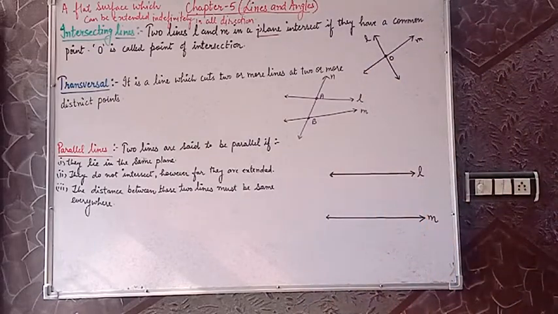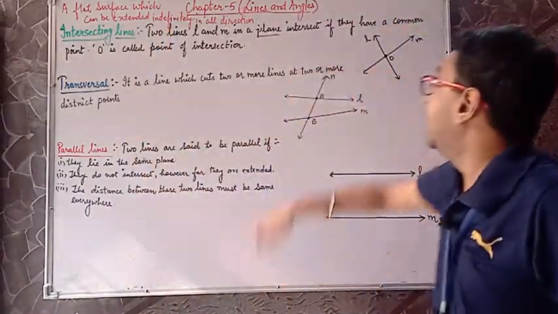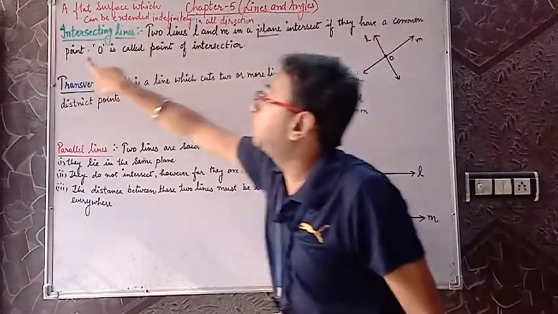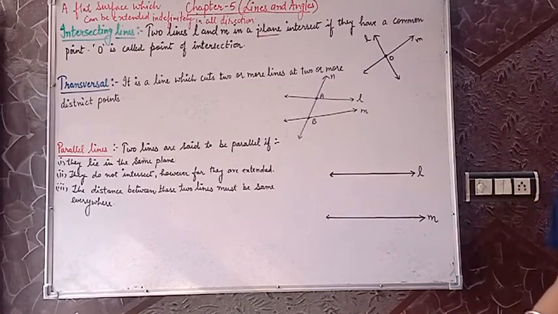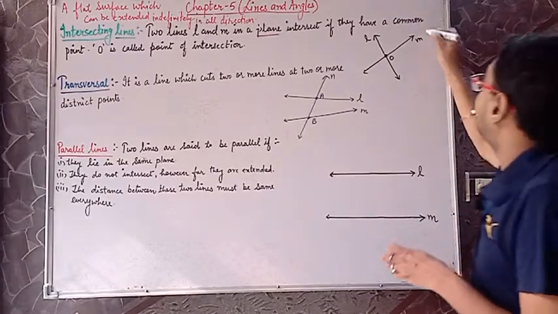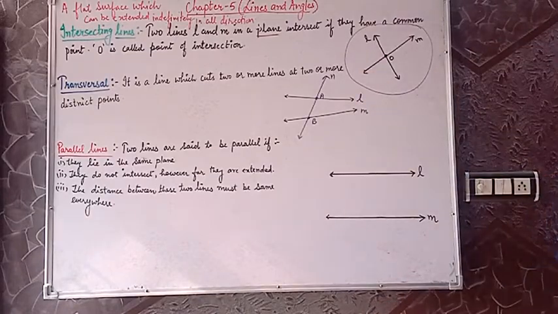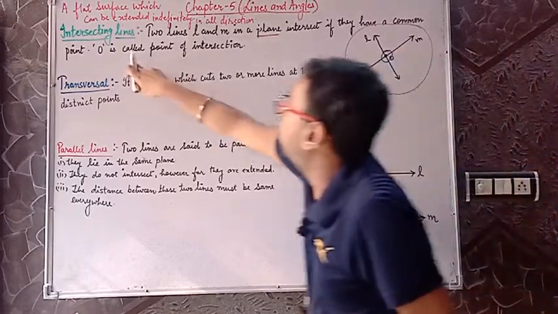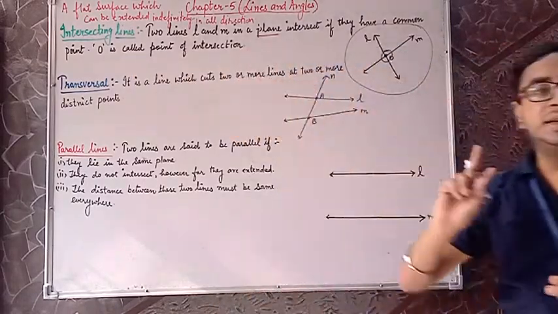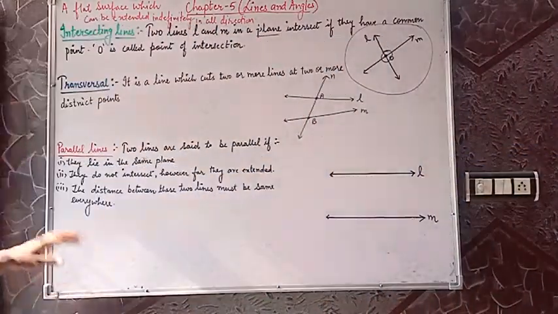So two lines L and M in a plane intersect. I told you intersect means to meet at a common point, to cross at a common point. They intersect if they have a common point. This is the definition of intersecting lines. So this figure is an example of intersecting lines. And what is the point of intersection here? The point of intersection is O. So O is called the point of intersection. Are we clear with the intersecting lines? Any doubt anyone is having in this?